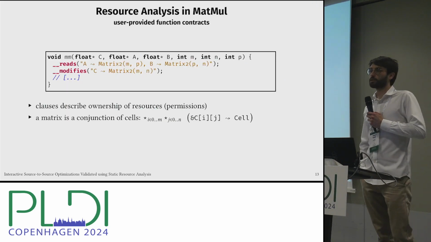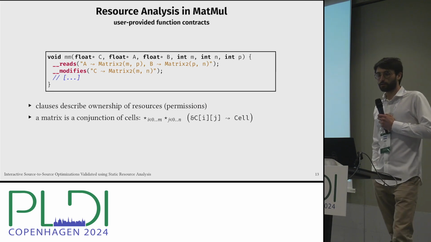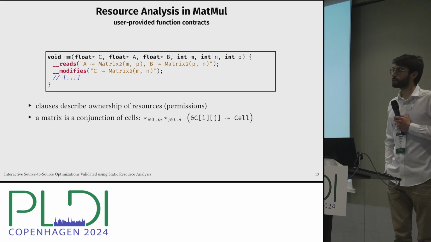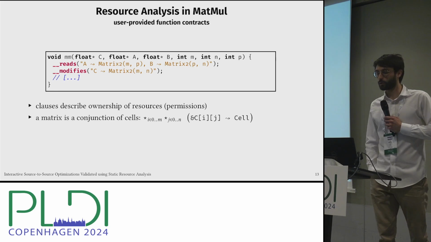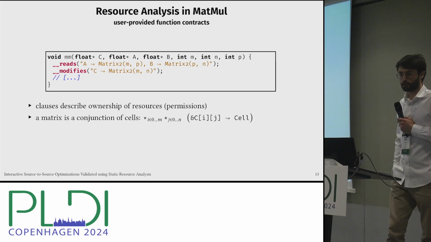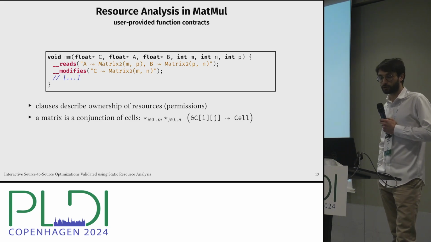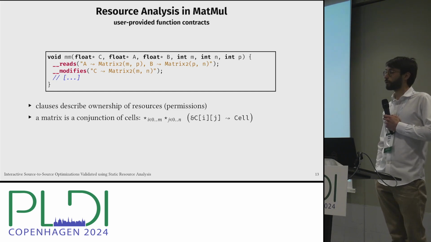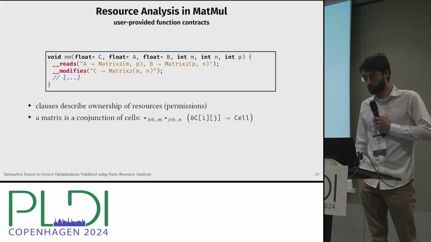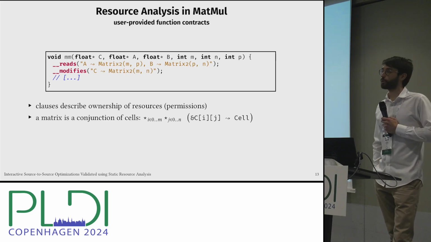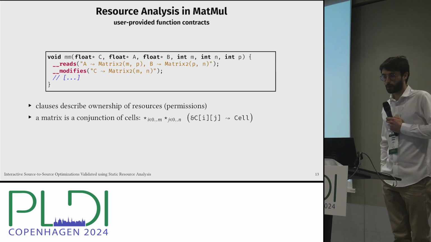So if we look a little closer at these annotations, the user needs to provide function contracts. So here we have clauses that describe ownership of resources, or you can also think about them as permissions. The reads clause is saying that this function is reading two matrices. So we're reading from matrix A, and we know its dimensions. And we're also reading from matrix B, and we know its dimensions. The modifies clause says that we are modifying matrix C, so we're at the same time going to read and write to matrix C.